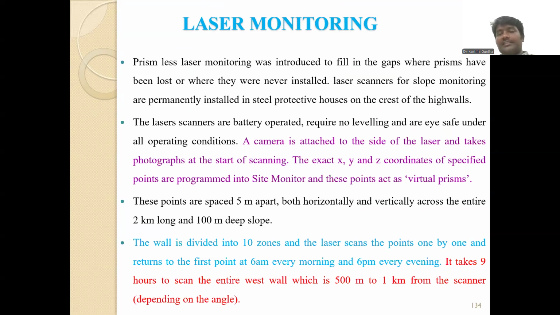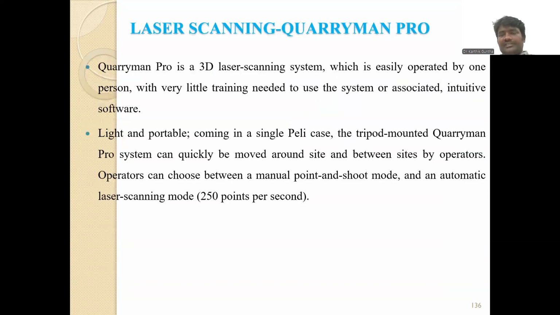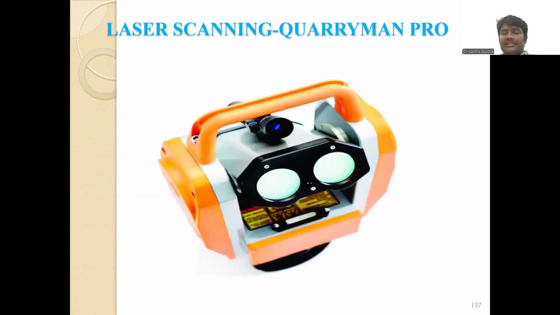So to address that, the concept of laser monitoring was introduced, by which it will scan the entire area. The entire area is divided into different monitoring points decided by the scanner, and it continually scans and identifies the surface movements of the strata. The Quarryman Pro is another kind of laser scanner.